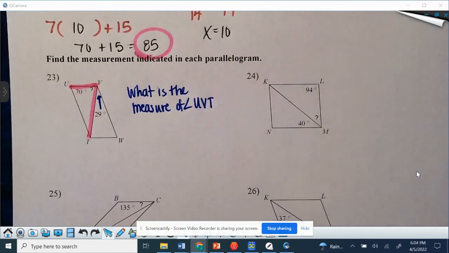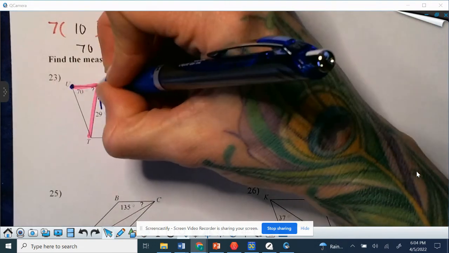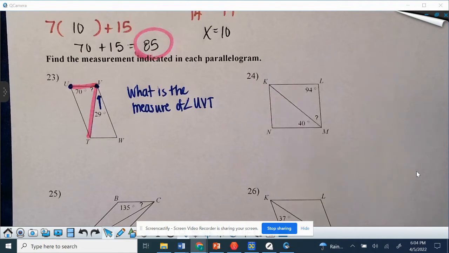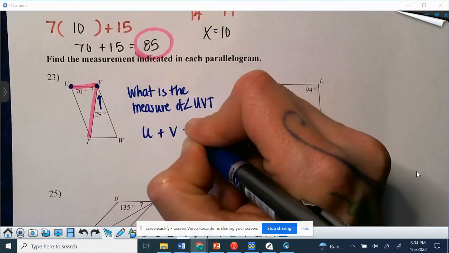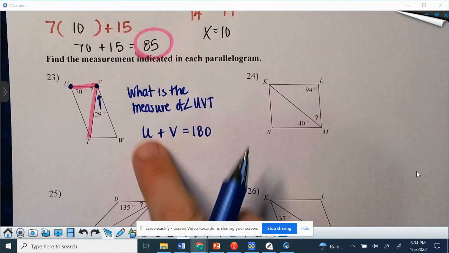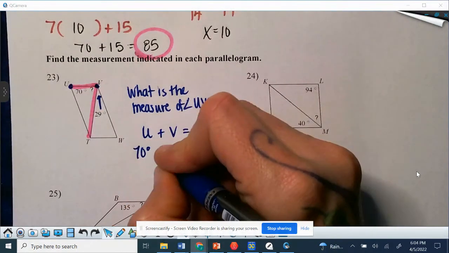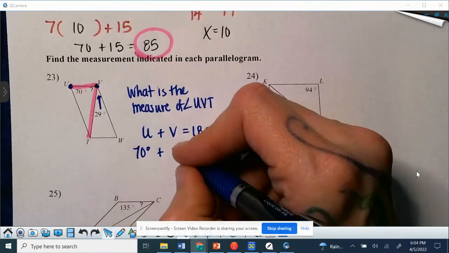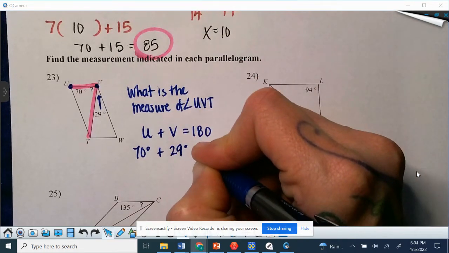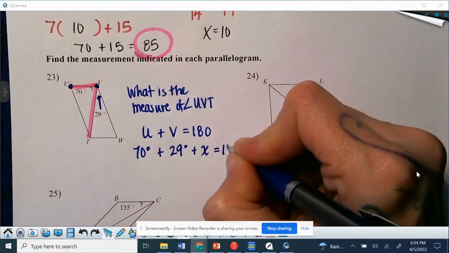So U and V are adjacent angles or consecutive angles. They're on the same side. So if I was reading it in order, that means U plus V is going to equal 180. So angle U plus angle V equals 180. Angle U is 70 degrees, and angle V is 29 plus something. So 29 degrees plus our unknown is equal to 180.